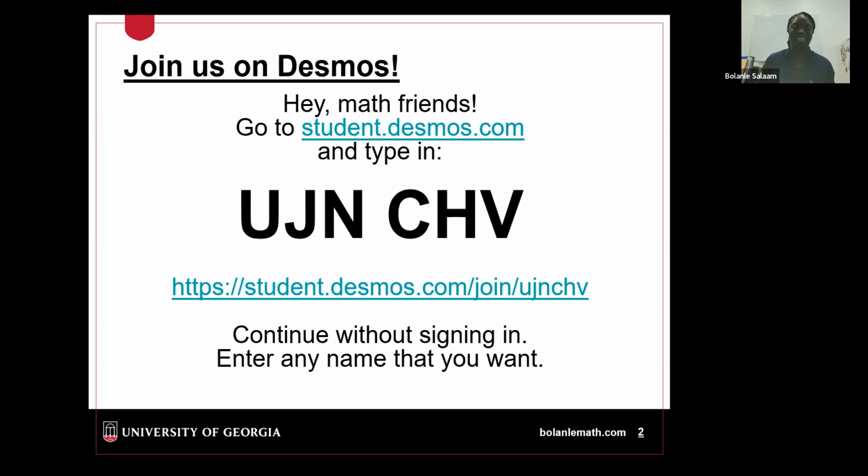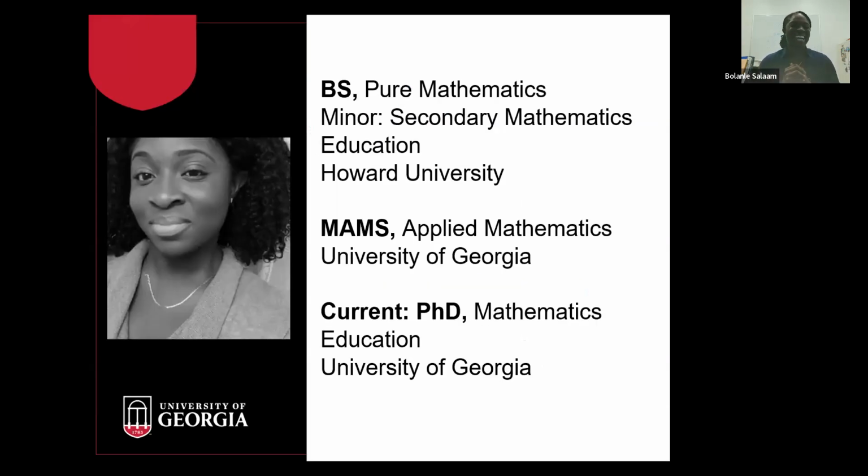So I'll really introduce myself at this point. All right. So my background is in pure mathematics. I got my Bachelor of Science degree from Howard University, and I minored in secondary mathematics education. I then went on to get my master's in applied mathematical science from the University of Georgia, and I am currently pursuing my PhD in mathematics education at the University of Georgia as well.